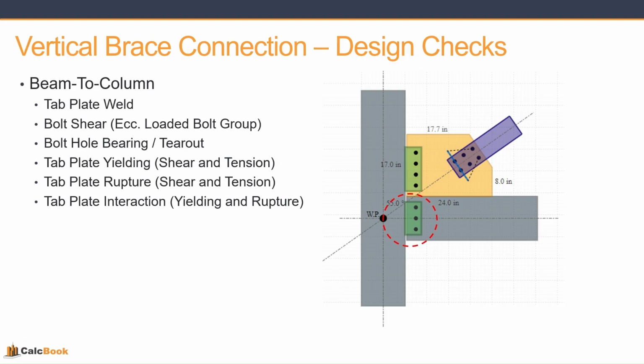And then for the beam-to-column connection, it's very similar to the gusset-to-column connection, right? We have another shear tab, so we do a tab plate weld check, our bolt shear, bearing and tear out, and then the yielding, rupture, and interaction equations. And then lastly is the beam-to-gusset, which is just a weld.